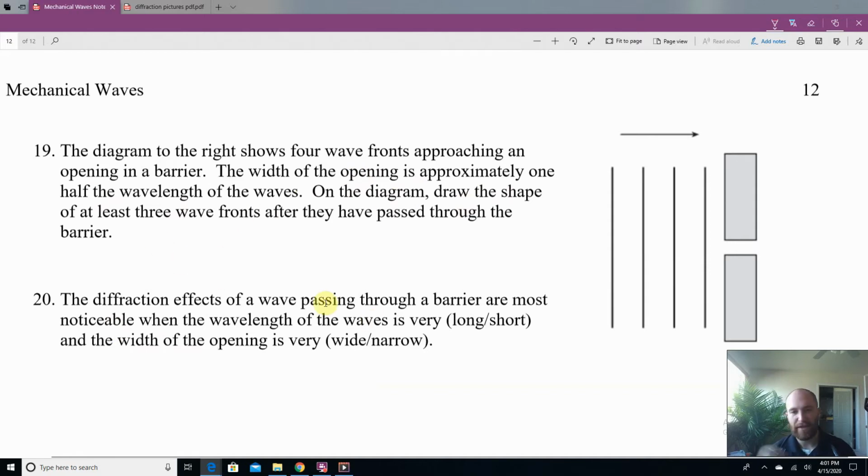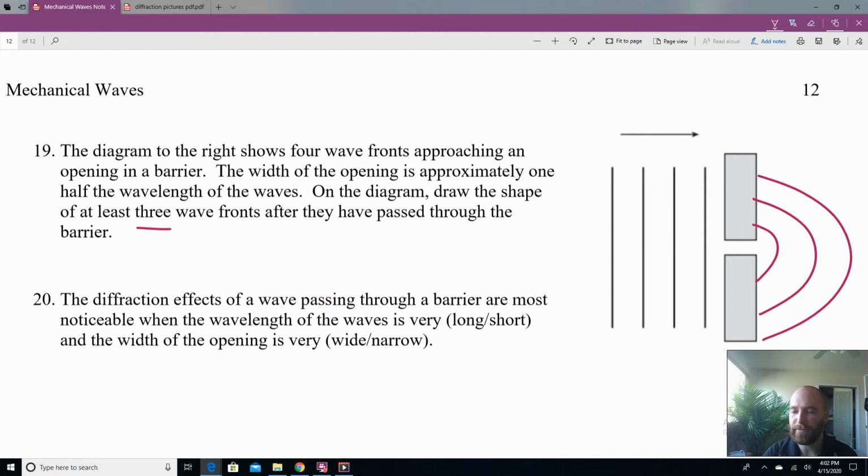This just comes down to being familiar with the diagram, and I showed you the videos, and then those extra pictures, and then the simulation. We're just looking for, it says how many? 3. So 1, 2, 3. There we go. That's it. Once the waves go through the opening, they bend. That's all we're doing.